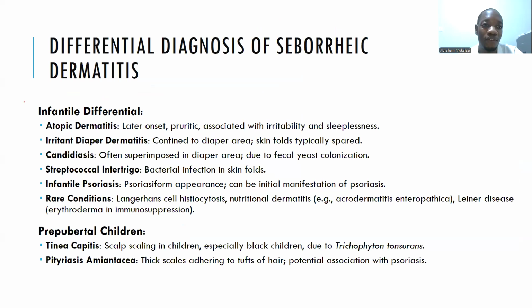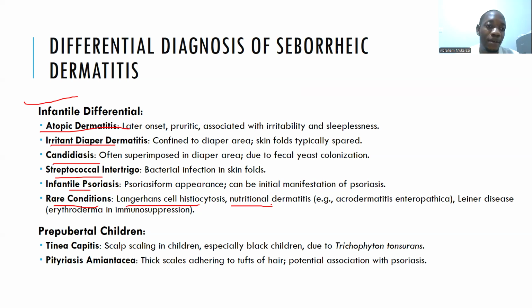So if you look at the differential, if it is infantile, you can think about things like atopic dermatitis, lichen dermatitis, candidiasis, streptococcal intertrigo, infantile psoriasis, and other rare conditions like Langerhans cell histiocytosis, and then also nutritional dermatoses like acrodermatitis enteropathica, the one you see in zinc deficiency. And then also Leiner disease, which is also called eczema in immune suppression. And in this case, usually this patient has a generalized erythrodermic picture of scaling and erythema.